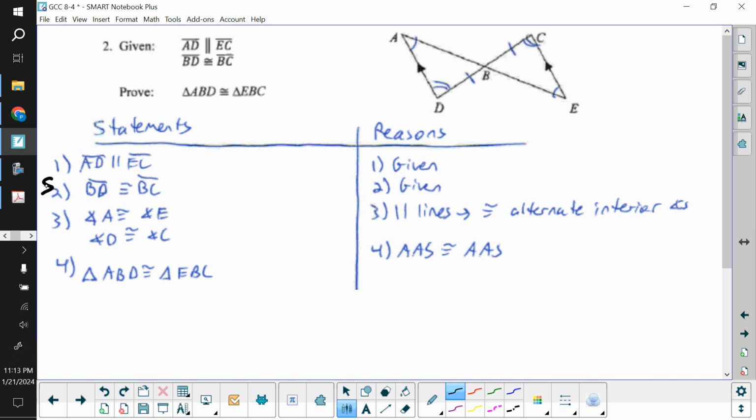If you did angle A and E as your alternate interior and then did vertical, you would also have angle angle side. But if you did D and C as your alternate interior congruent and then did vertical, you would have had angle side angle.